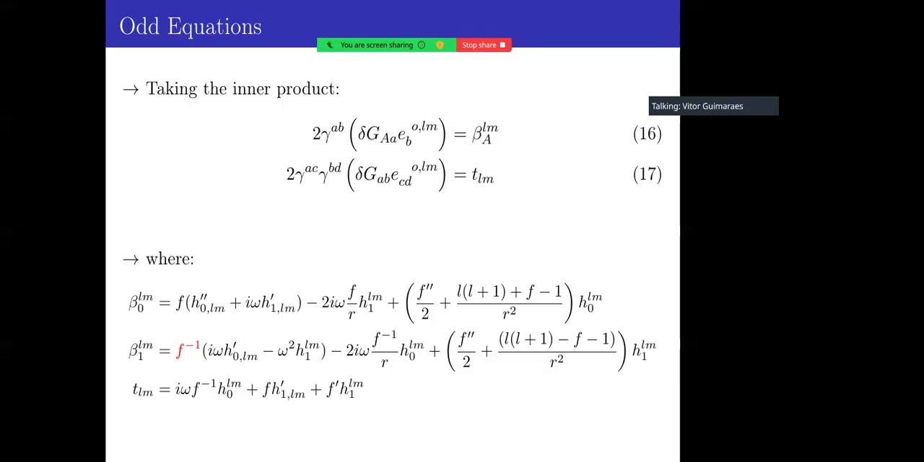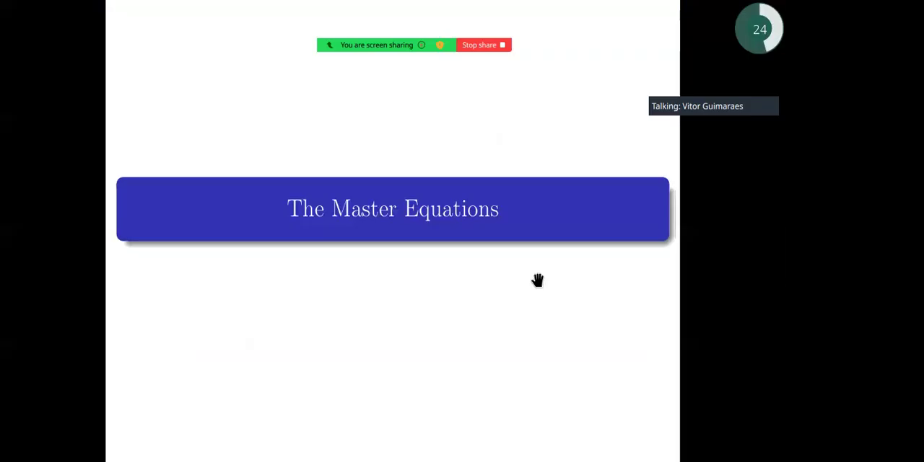Okay, so I'm checking the chat here, and I see that there are no further questions. So let's go to the master equations, which is the whole reason why we've done all this, right?